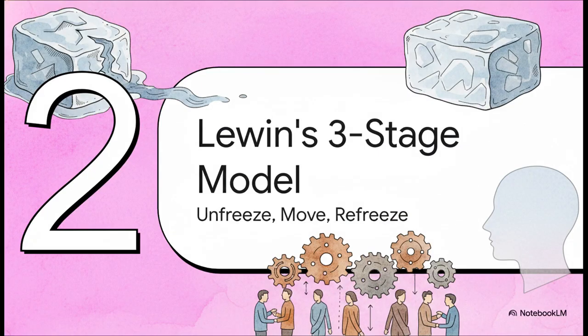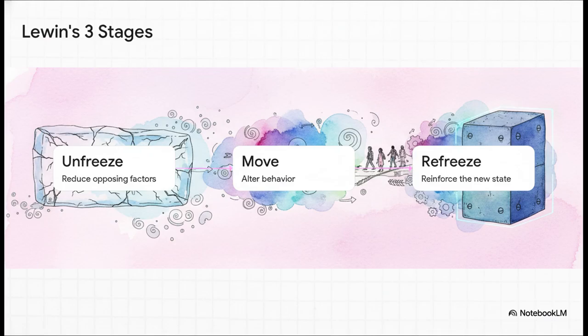Moving right along to Section 2. This is Lewin's three-stage model, unfreeze, move, refreeze. Okay, social psychologist Kurt Lewin gives us the bedrock theory here. You will absolutely want to jot these 3 sequential steps down in your notes. Step 1 is unfreeze. This is all about getting people to actually accept the changes coming by reducing the factors that are working against it. Step 2 is move. This is the action phase, right, where you actually alter the behavior. And then finally, step 3 is refreeze, which means reinforcing that change once it's completely implemented.